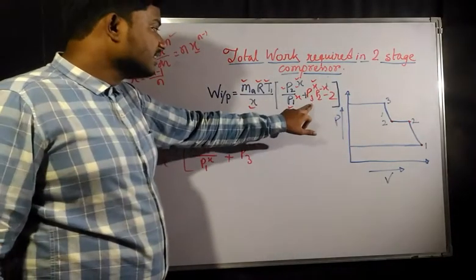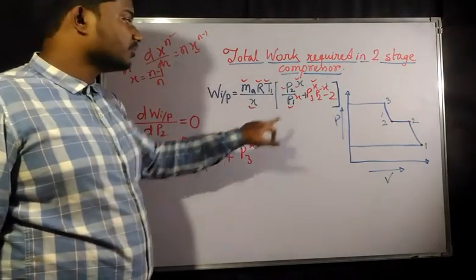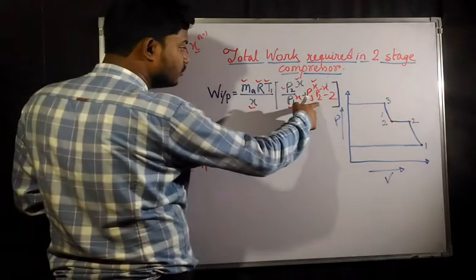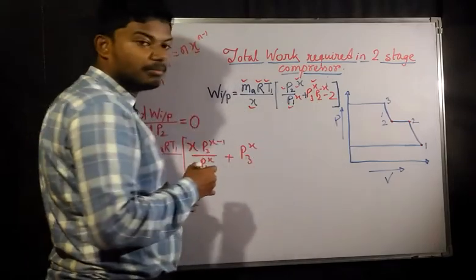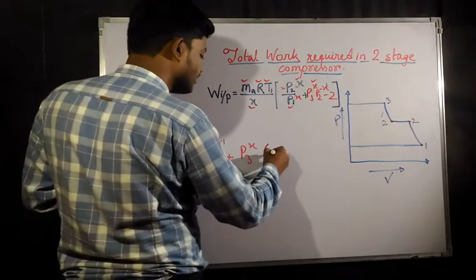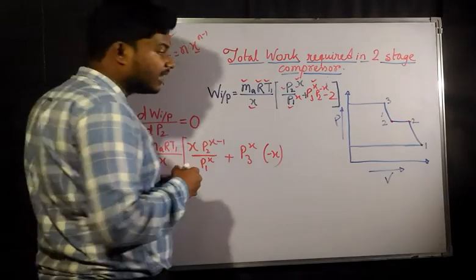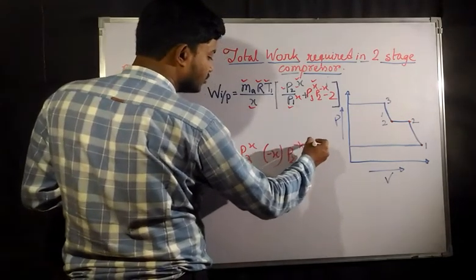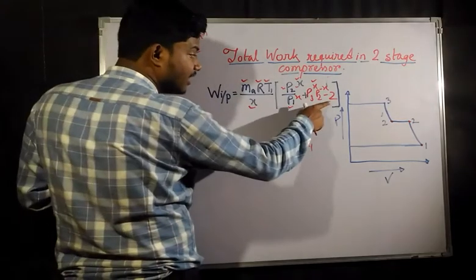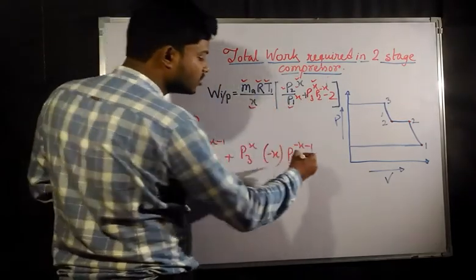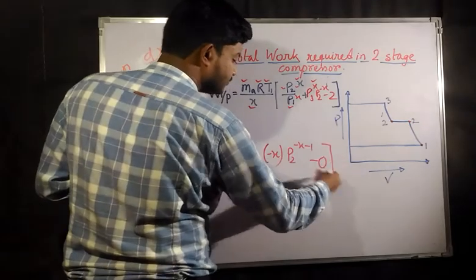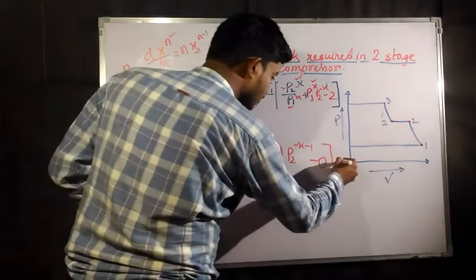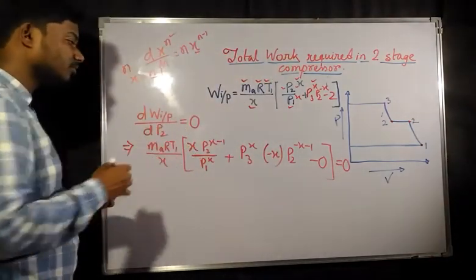So after writing this, p3 to the power x is going to come outside, because p3 to the power x is constant here. If you have p2 to the power minus x, that means minus x would come outside. And the remaining thing is p2 to the power minus x minus 1 would be there. And there was a minus 2. Minus 2 is going to be constant, so its derivative is going to be 0. And this total thing would be equal to 0.